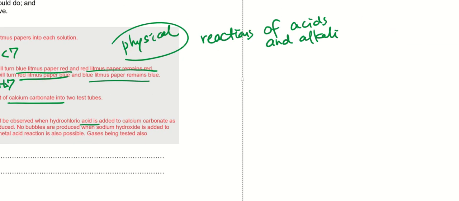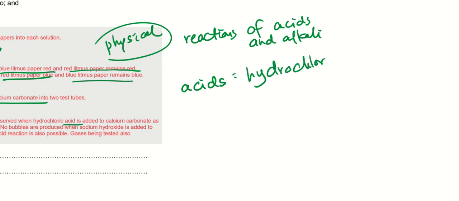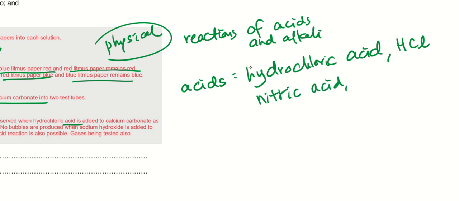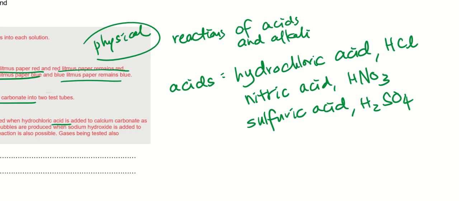Okay, so what are acids? Acids example we have in the lab is hydrochloric acid. You need to know all this. It's actually in our notes. Hydrochloric acid, so we also call it HCl. We have nitric acid, it's HNO3. And we have sulfuric acid, H2SO4.